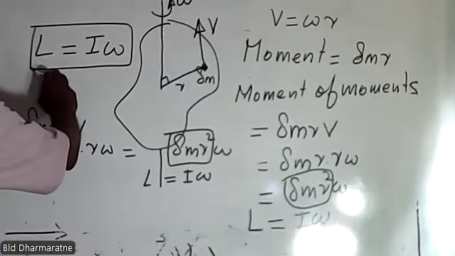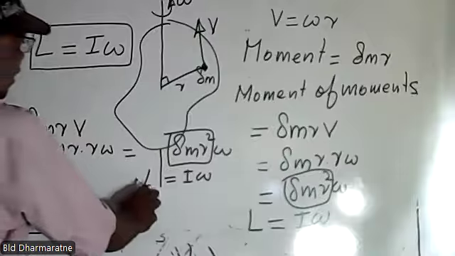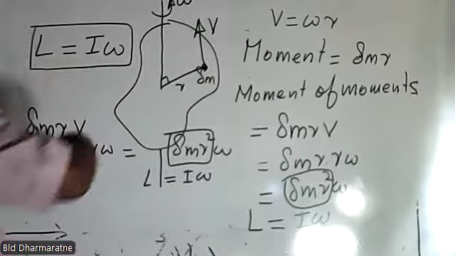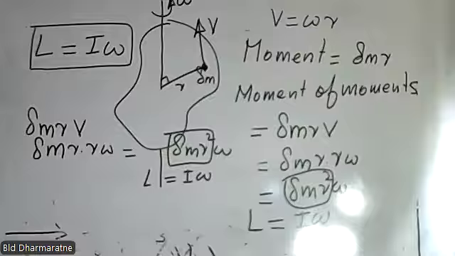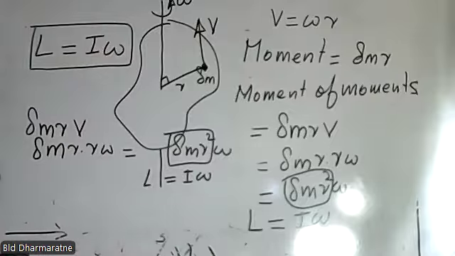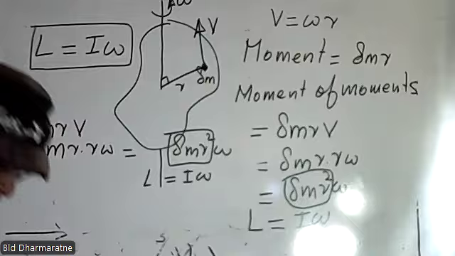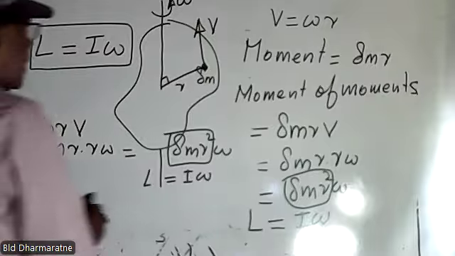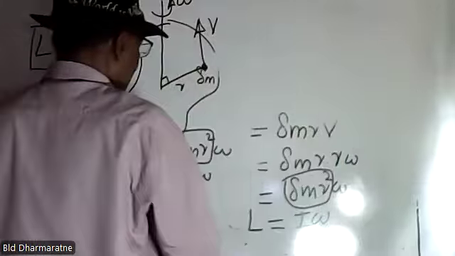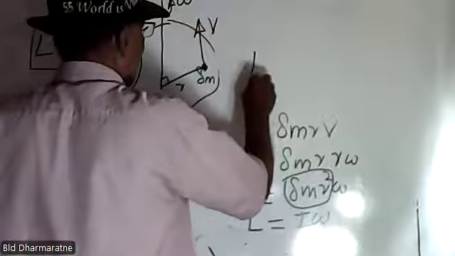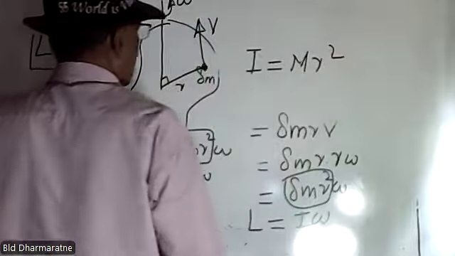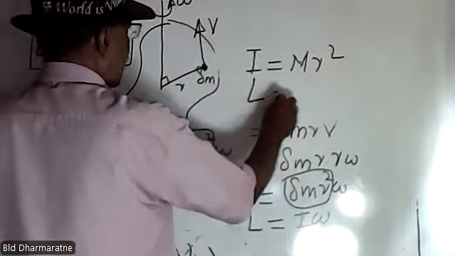This is called the angular momentum. In a rotating body, the angular momentum for the rotation is described by L equals I omega. So far we have discussed moment of inertia and angular momentum. The moment of inertia is I equals m r squared, and the angular momentum is L equals I omega.